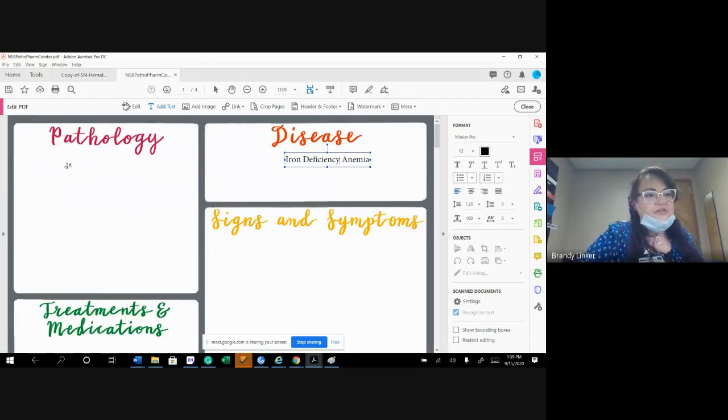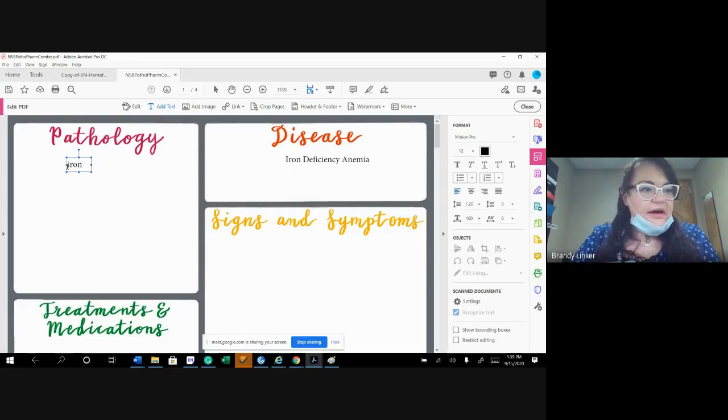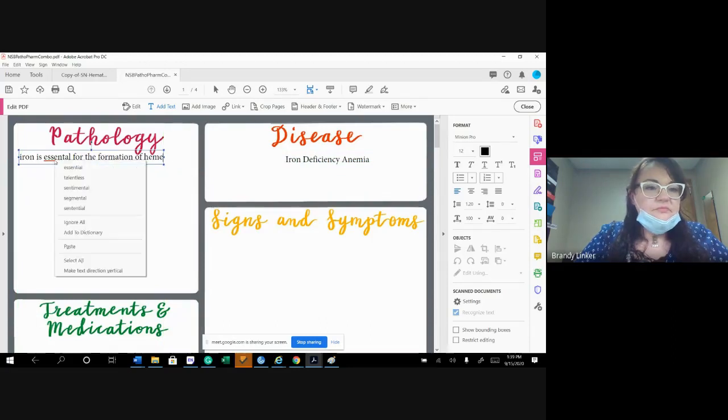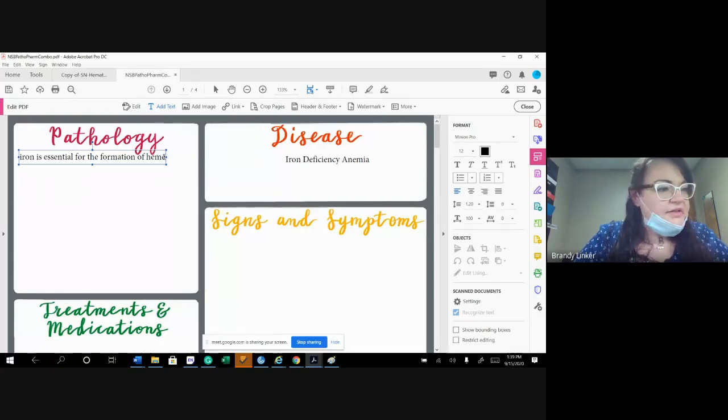So the pathology is: iron is essential for the formation of heme, the heme portion of the hemoglobin. Y'all don't judge me, I can't spell. So iron is a mineral that's essential for the formation of heme, for the hemoglobin molecule to carry the oxygen.